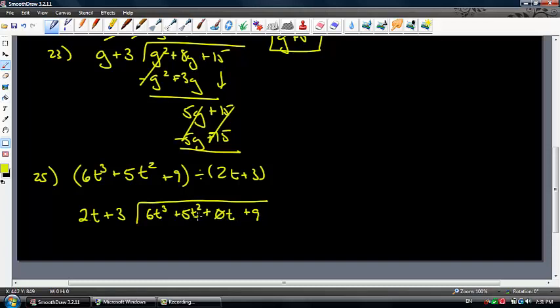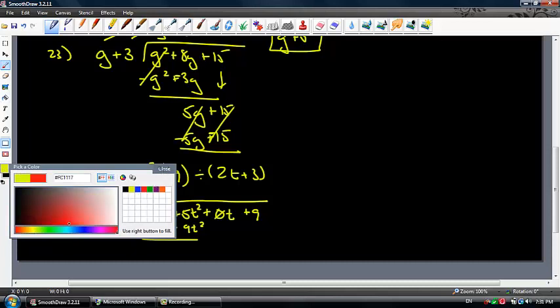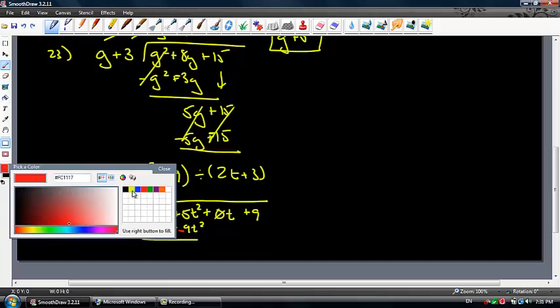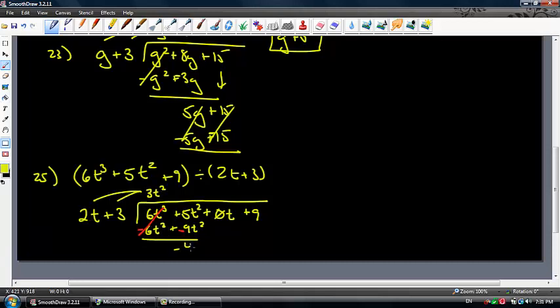Alright, so here I go, and I have a funny feeling I'm going to run out of space, but that's okay. 2t goes into 6t to the third. It goes in 3t squared times. I'm going to multiply in. I get 6t to the third plus 9t squared. I'm going to change colors. I'm going to subtract. Those go away. I get negative 4t squared. Sorry. Change back to yellow.